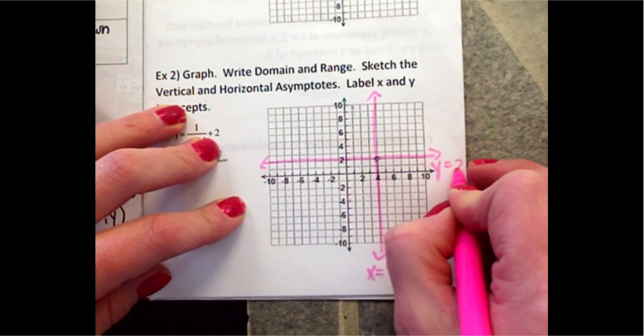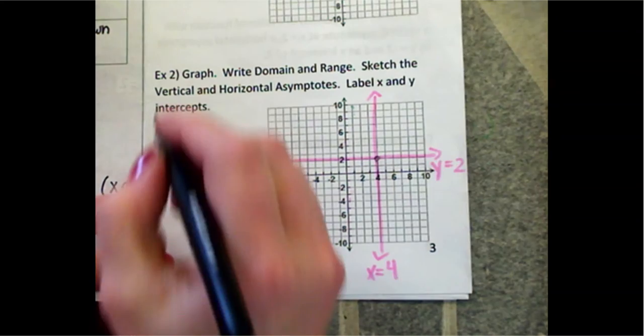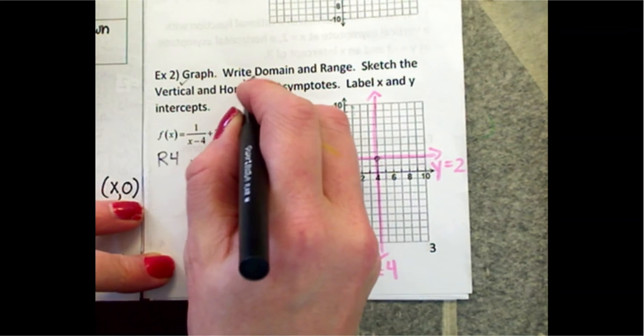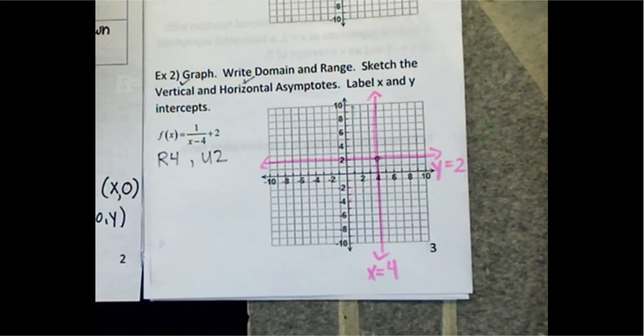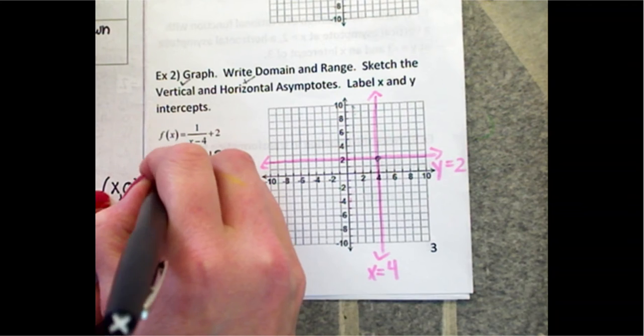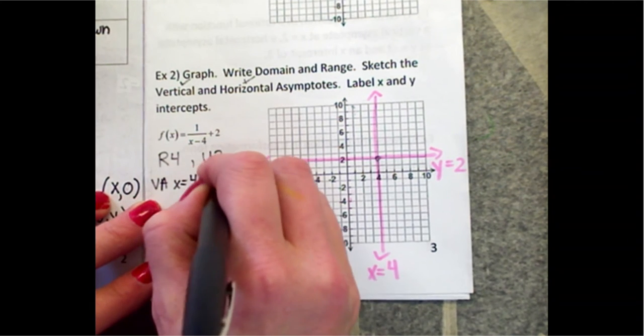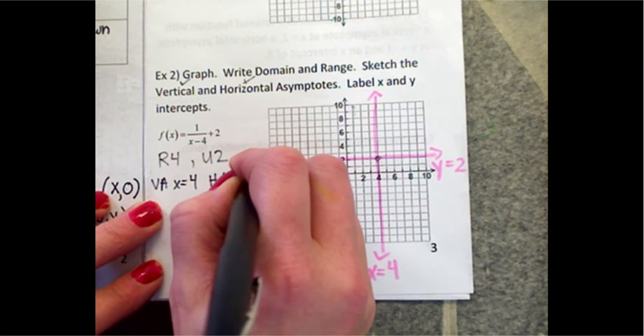Y equals 2. And I'm just going to record that information here. And I'm sort of going to check things off as I do them, just to make sure I don't leave anything off. Okay. Vertical asymptote, x equals 4. Horizontal, y equals 2.